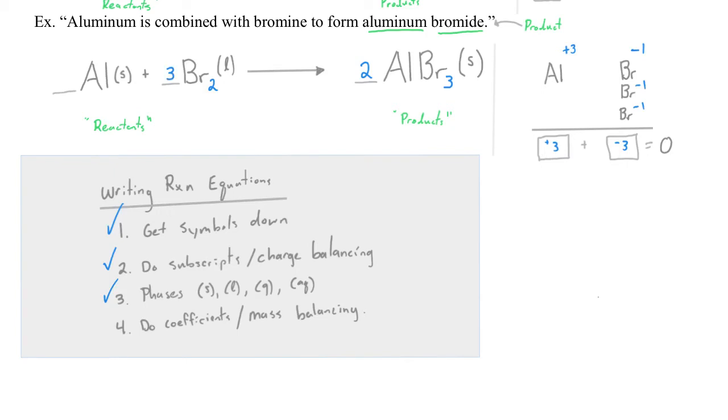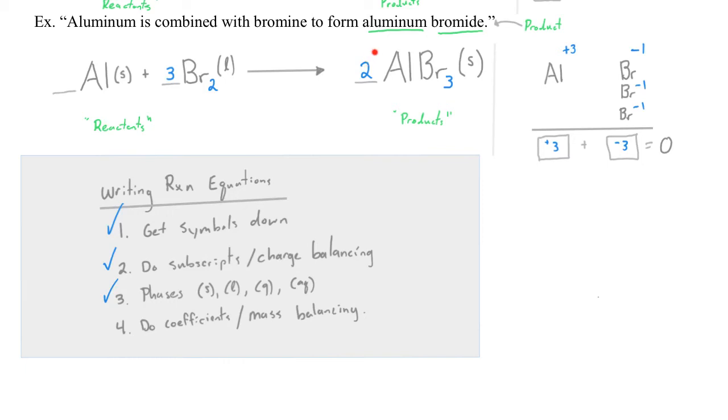Notice, however, when we made bromide an even number by putting a 2 coefficient in front of aluminum bromide, we also affected another element. That's right, we affected aluminum. And that's usually a really good thing to notice. When you fix one element, notice what other element it's going to affect, and then rebalance that element on the left.